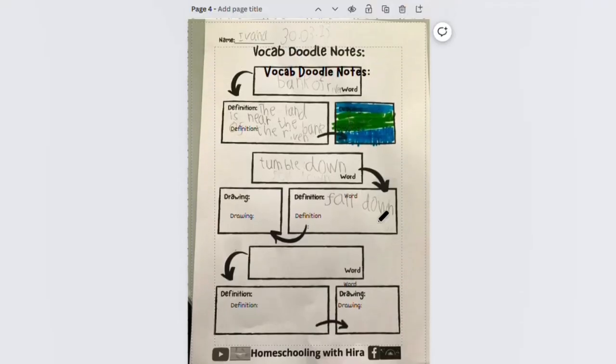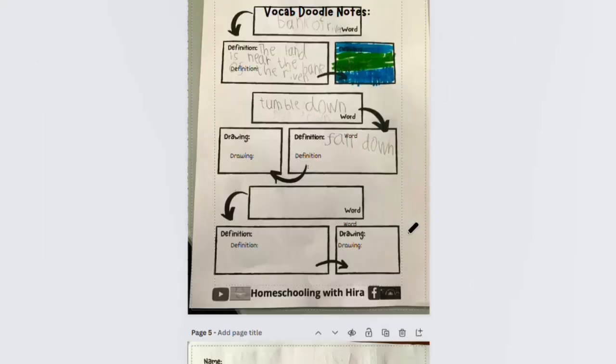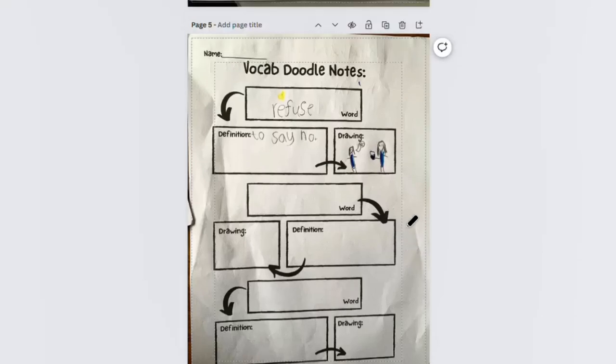Now, we have the word bank of a river. This is what she inferred. The land is near the bank of the river. This is what she wrote. And then she drew it. Tumble down, fall down. And then another word, refuse.